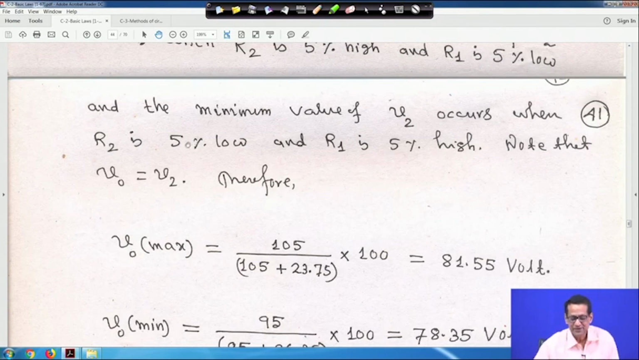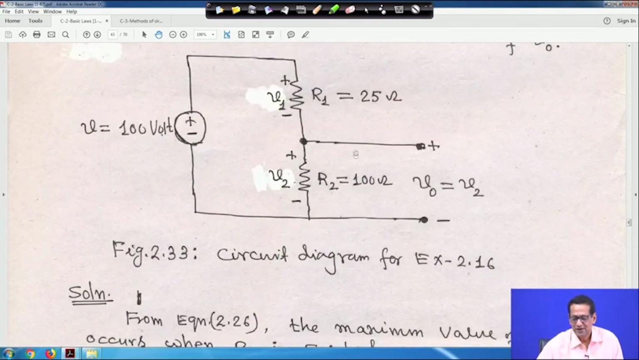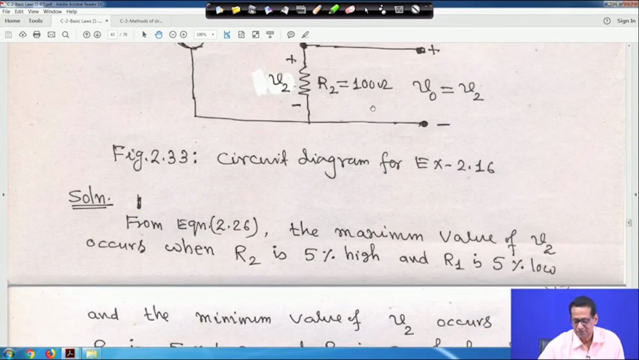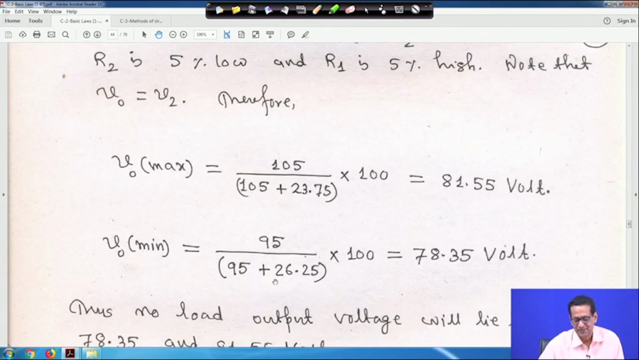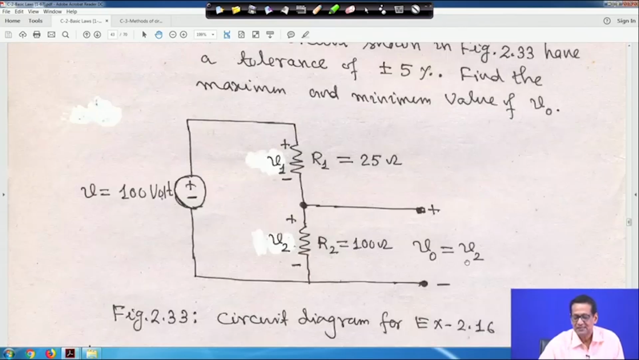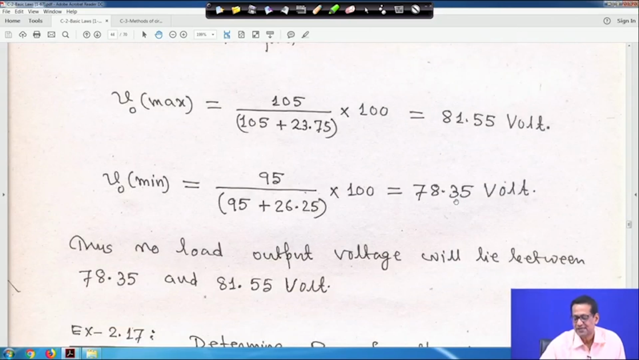V0 max will happen when R2 is 5% higher and R1 is 5% low. So R2 being 5% high means it will be 105, and R1 being 5% low means it will be 23.75, whatever it comes. So V0 max will be 81.55 volts. Similarly, for V0 minimum, R2 is 5% low and R1 is 5% high, so it is actually 95 by 95 plus 26.25, which gives 78.35 volt. It has been asked that you find the maximum and minimum value of V0. Therefore, the minimum value of V0 will be 78.35 volt and the maximum will be 81.55 volt.